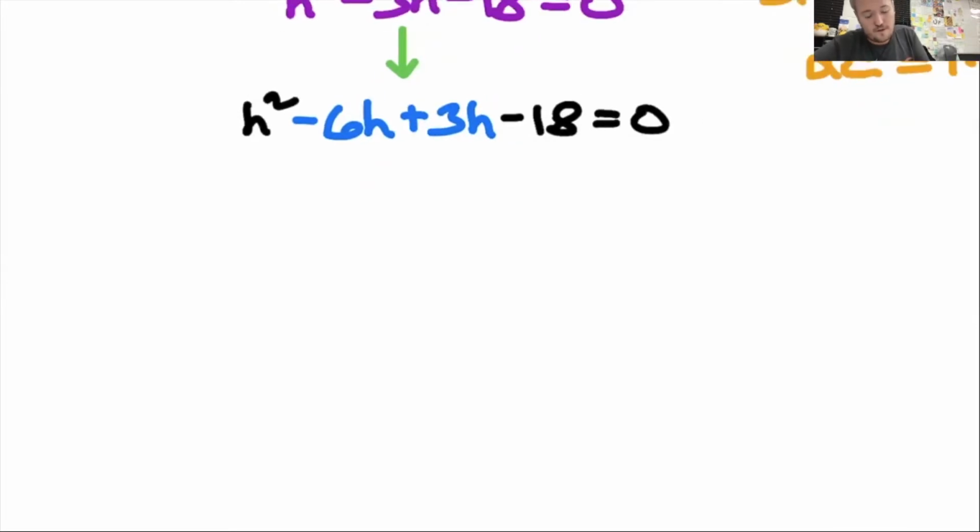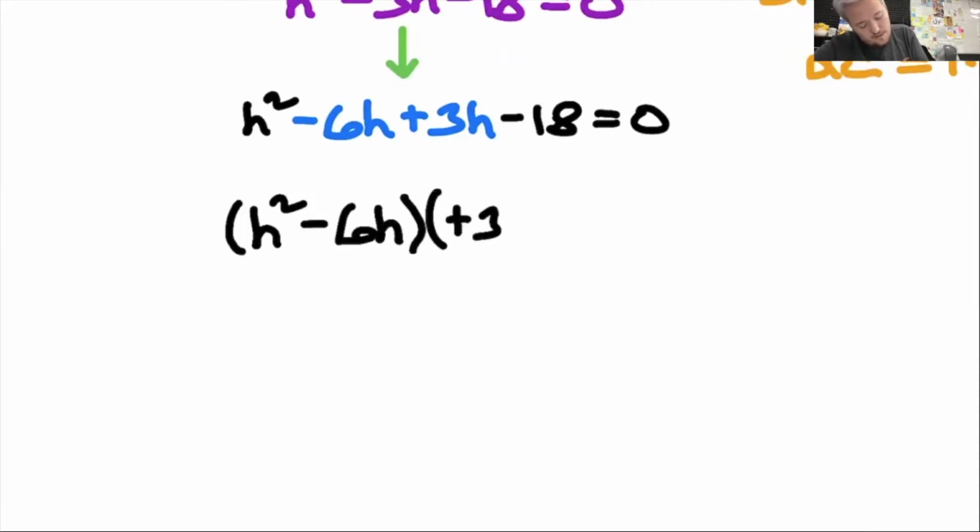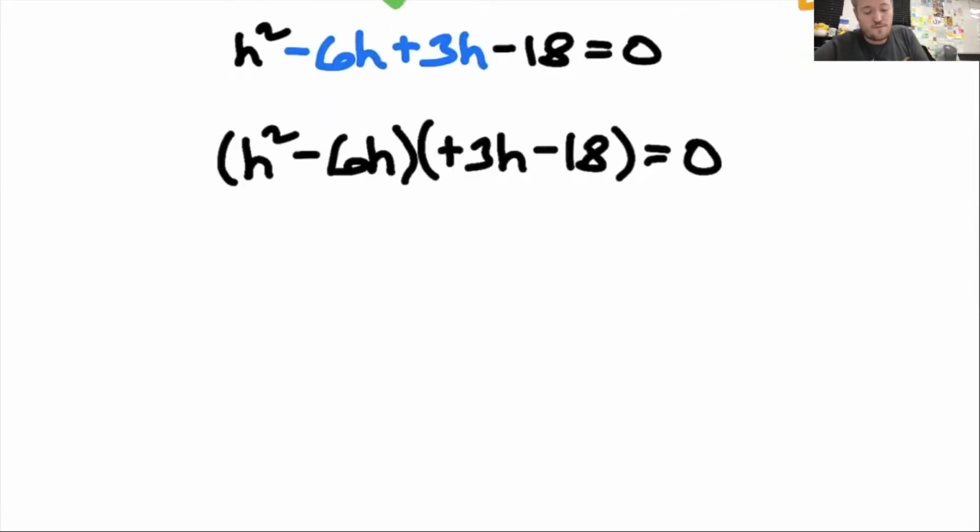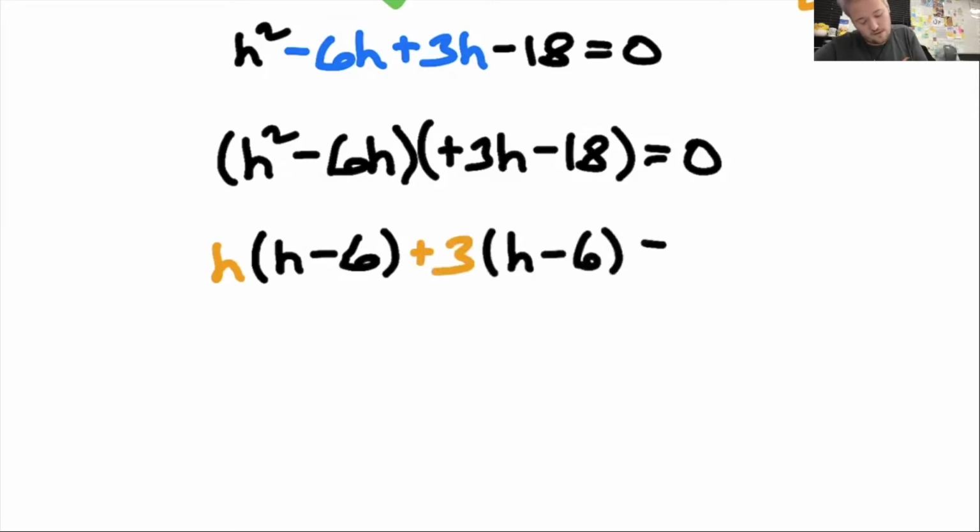So now I'm going to do grouping. So I'm going to group the first two terms together and then group the last two terms together. So out of the first group, the h squared minus 6h, I'm going to factor out an h. So when I do that, I have h minus 6 left. And over here, in the second group, I can factor out a 3. So when I factor out that 3, we're going to have h minus 6 left.